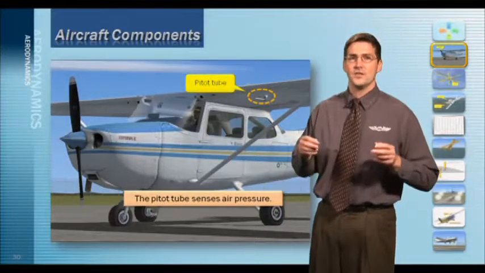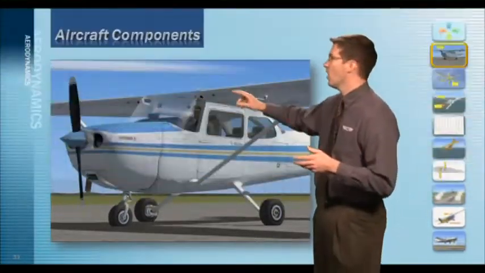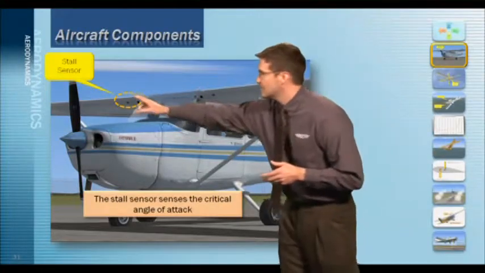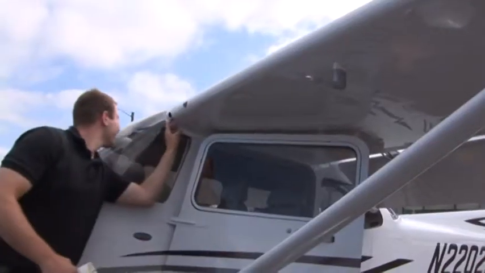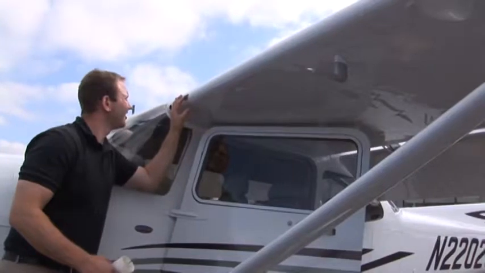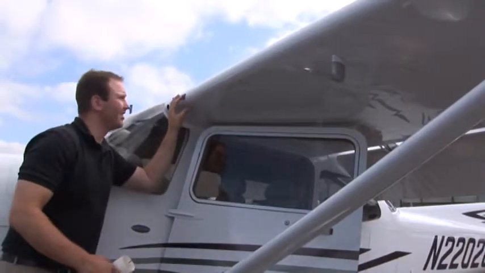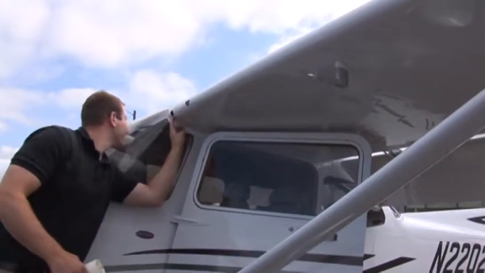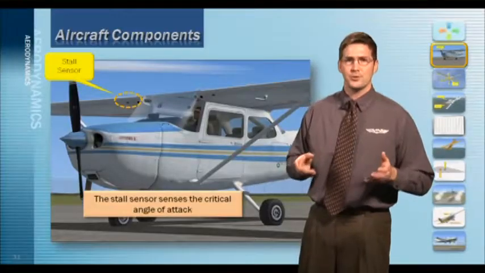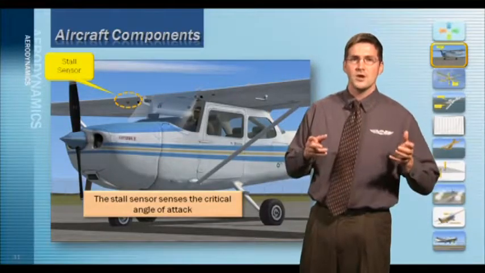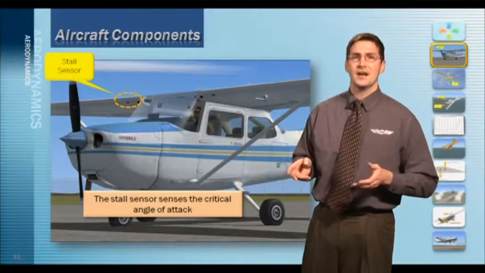Now, this is called the stall warning vane or the stall warning horn, and you can see that in this graphic right here. The stall warning horn detects and warns the pilot of an inadvertent stall. A stall causes an airplane wing to stop producing lift. And we'll cover stalls in greater detail a little bit later on.